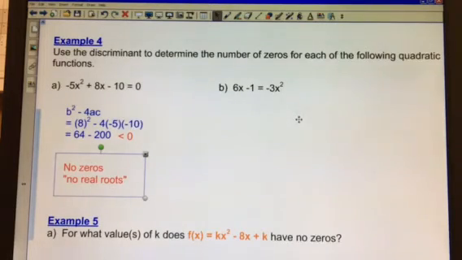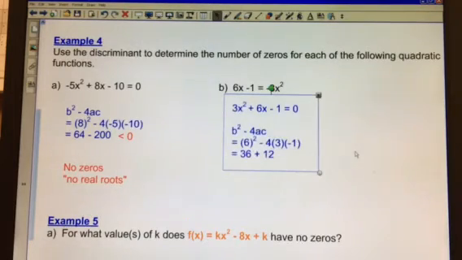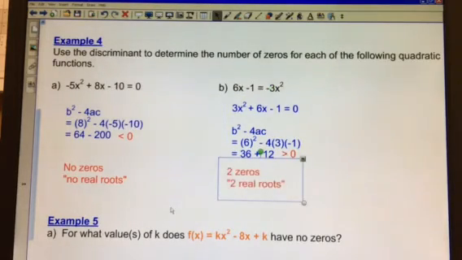Example B, 6x minus 1 equals negative 3x squared. Once again, this quadratic function is not written in a form so that one side is equal to 0, so you need to rearrange it first. And then you apply the values of a, b, and c in the discriminant. 36 plus 12 is what you get, which will be a positive result. Therefore, you will have two real roots or two zeros.